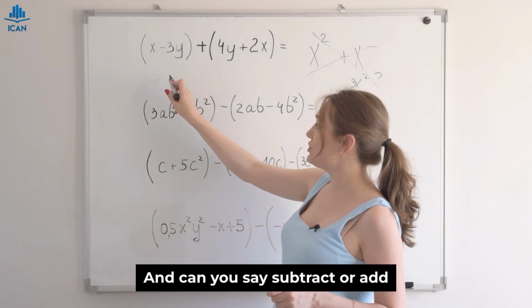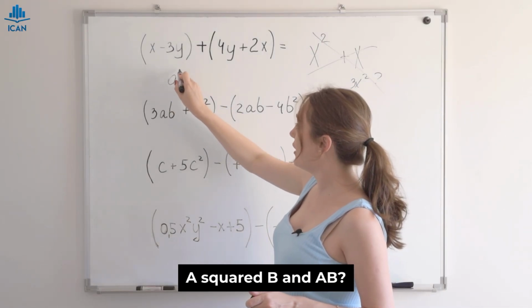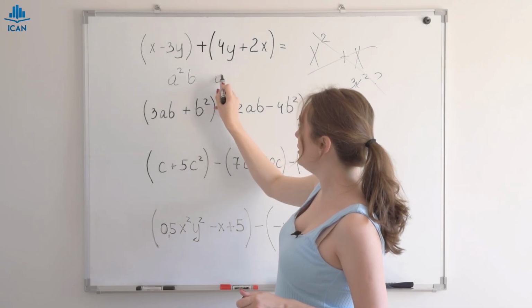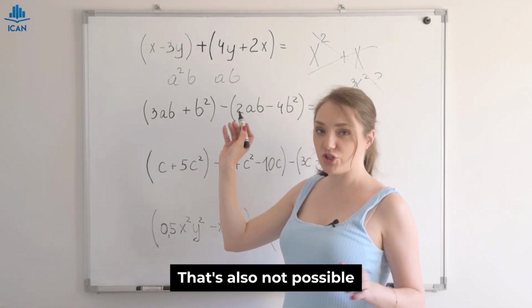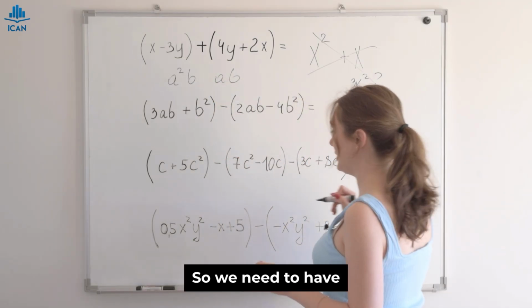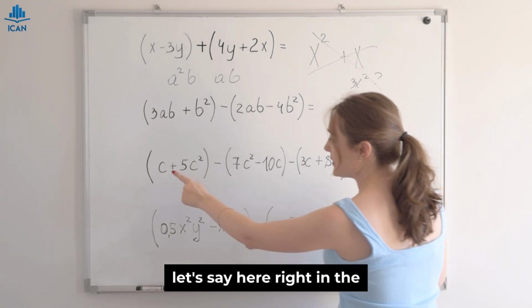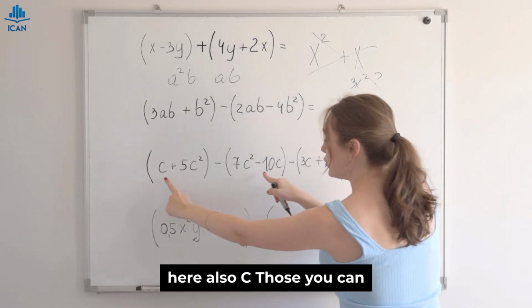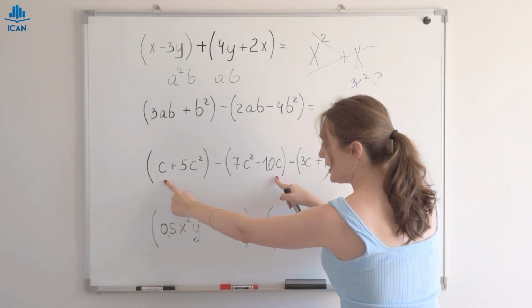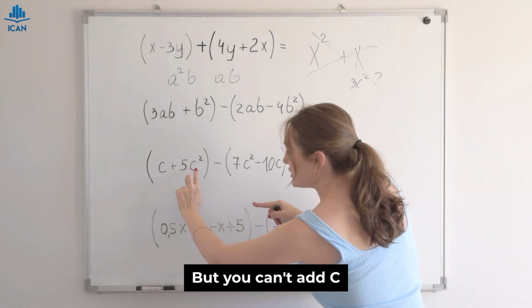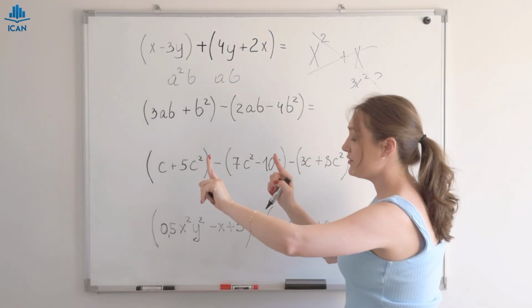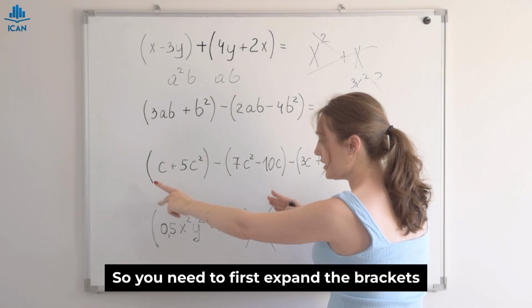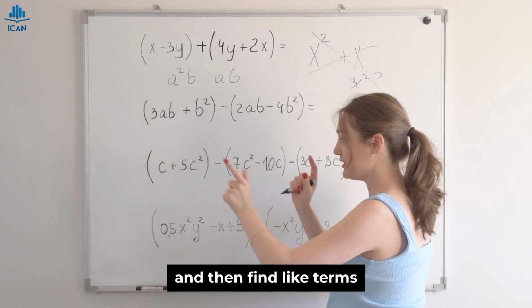And can you subtract or add a squared b and ab? That's also not possible. So we need to have, let's say in the third example, c here and also c here. Those you can add or subtract. But you can't add c squared and c like that. So you need to first expand the brackets and then find like terms.